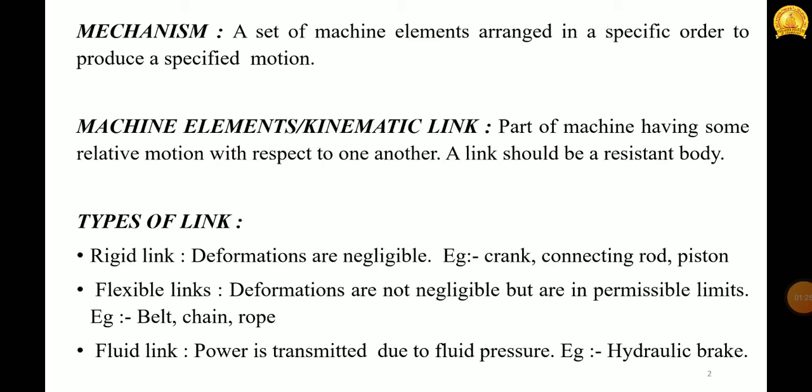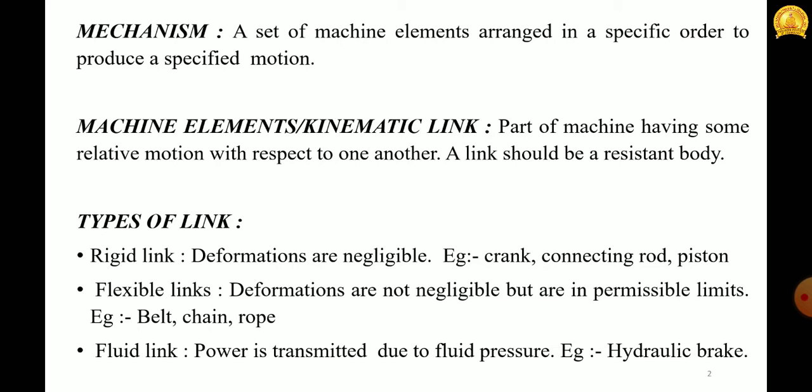Now let us move on to types of links. Links can be classified based on deformation and provisions. Based on deformations, they are classified as rigid link, flexible link and fluid link. In a rigid link, deformations will take place during the transmission of forces or motion, but the amount of deformation is negligible. For example, crank, connecting rod, piston. In a flexible link, deformations are not negligible but permissible to some limits. For example, belt, chain, rope, etc.